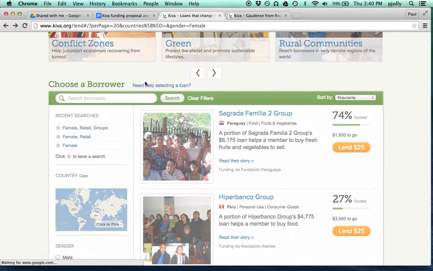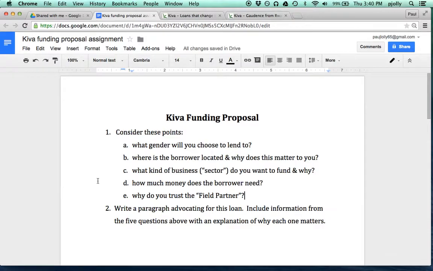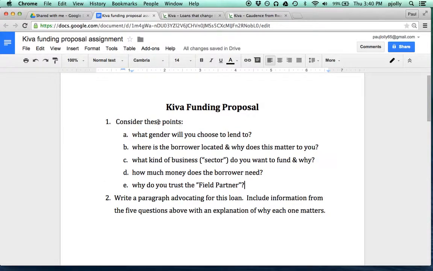So once you've looked through there and you've found somebody you think it would be good for us to loan money to, and you're going to imagine we have $50 to loan, here's what I want you to do, creating a funding proposal. Consider these 5 points, first of all. A, what gender would you choose to lend to, male or female? B, where's the borrower located in the world and why does that matter? C, what kind of business, or as they call it on Kiva, the sector, do you want to fund and why? Then D, how much money does the borrower need? And E, why do you trust their field partner?